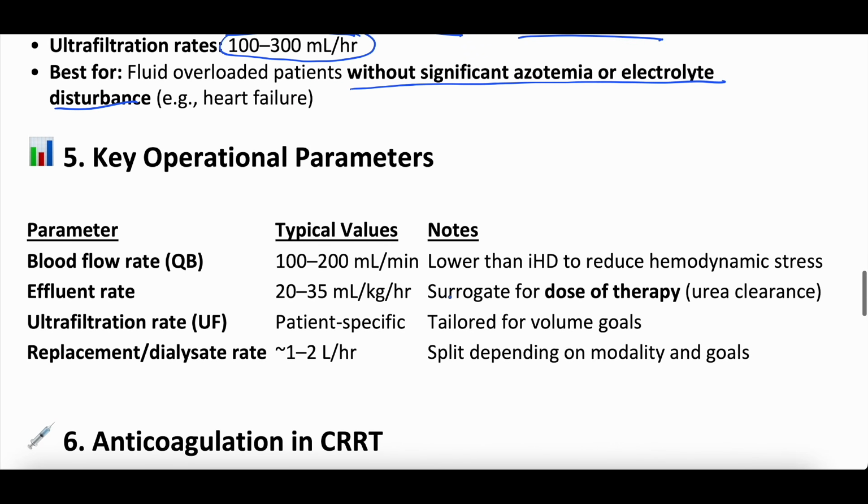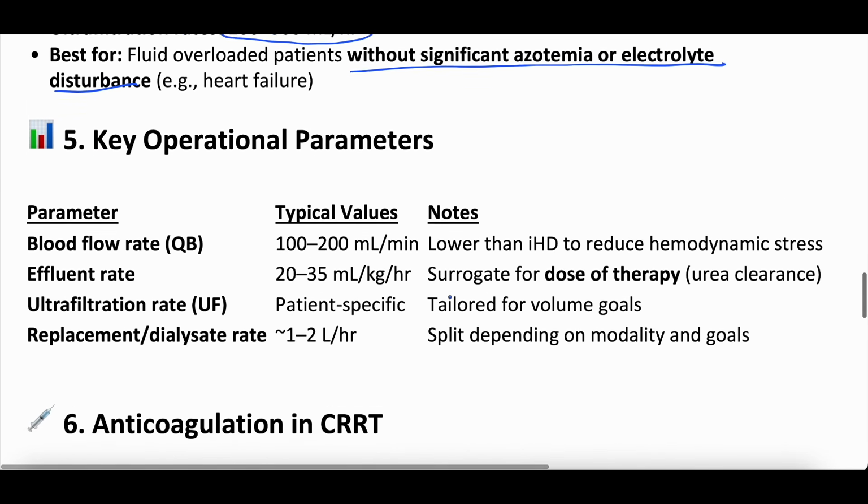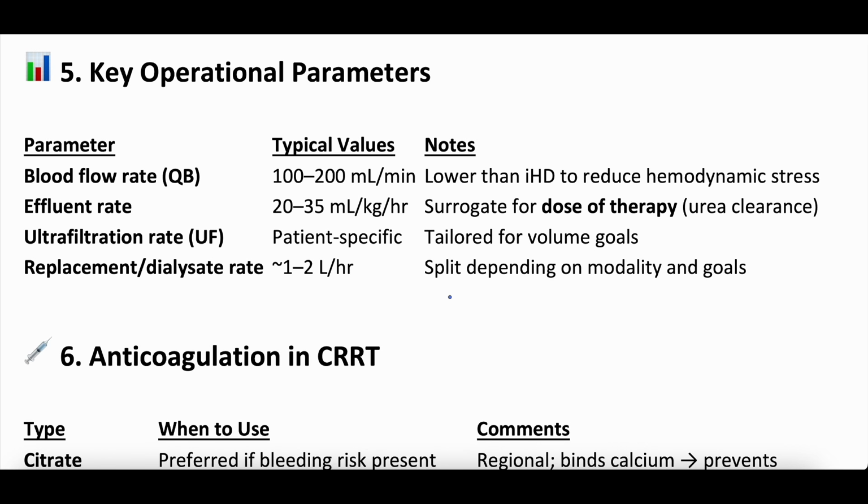So the operational parameters that we should keep an eye on and think about, and we've talked about all these in some of the introductory videos, so you can definitely check those out. But blood flow rate is important. This is the rate of blood that's being removed from the body and running through the dialysis machine.